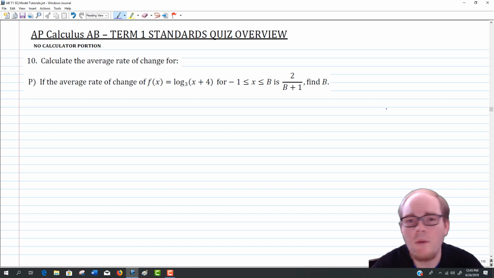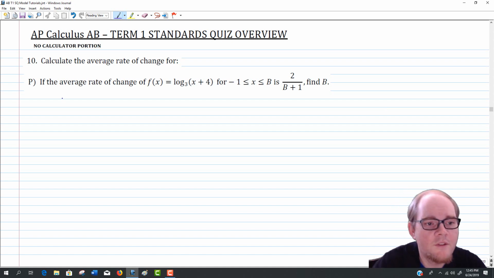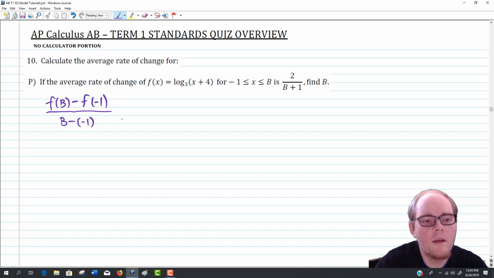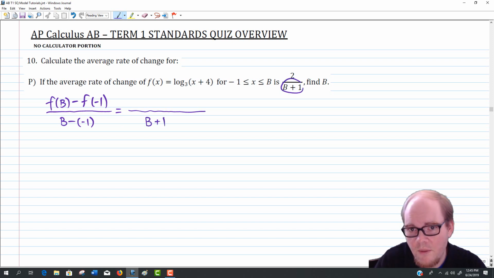So this is another kind of solving kind of question. So in here, we're going to have f of b minus f of negative 1 all over b minus a negative 1. So for our purposes, the denominator is going to be b plus 1. That's interesting because notice there's a b plus 1 denominator over here. That might actually help us.